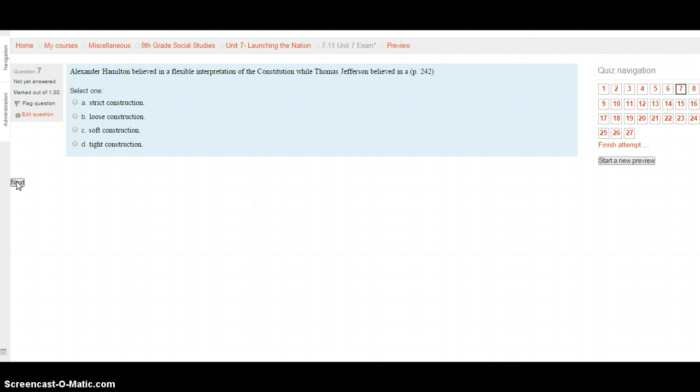Question 7. Alexander Hamilton believed in flexible interpretation of the Constitution, while Thomas Jefferson believed in, page 242, A. strict construction, B. loose construction, C. soft construction, or D. tight construction. Go to page 242, find out what type of interpretation Thomas Jefferson believed in. When you're ready, select your choice, and then hit the Next button whenever you're set.